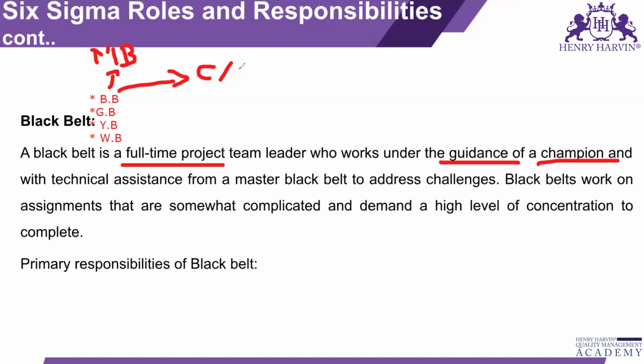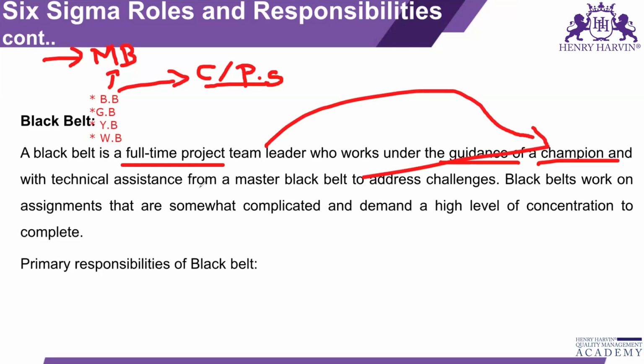Champion is also called as? Senior managers. No. Operation managers. Project sponsors. Sponsors. All right. So black belt either can take orders. See, as I told you, some companies have black belt, some company does not have a black belt. So if you do not have a master black belt, who takes up the roles? Champions and the project sponsors. So that's why black belt works under the guidance of project champion.